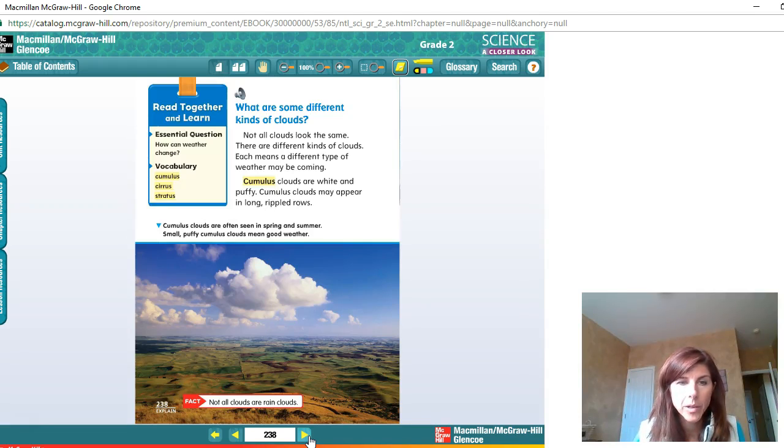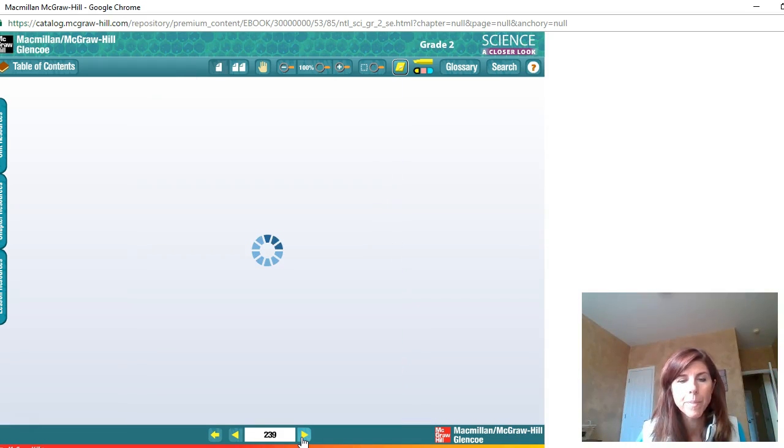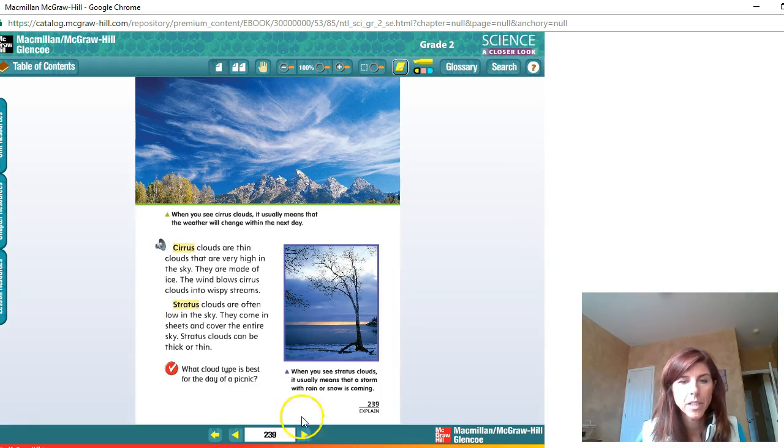We have more vocabulary words as we go through this. Here we have your cumulus. Forecasters would say, oh, okay, we have cumulus clouds today, maybe tomorrow is going to be good weather, or that good weather is going to be coming. And here we have stratus clouds, and here we have cirrus clouds. Cirrus clouds means that the weather will change the next day. And when you see stratus clouds, it usually means that a storm with rain or snow is coming.